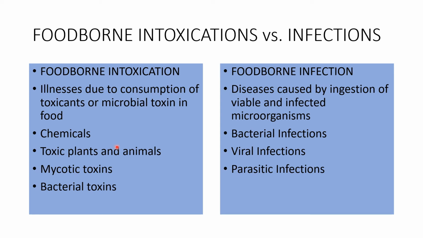So this is just again, food poisoning or foodborne intoxications are illnesses due to consumption of toxicants or microbial toxins in food. So these diseases may be caused by chemicals, toxic plants and animals, mycotoxins produced by molds and others, then you have your bacterial toxins. Then for foodborne infections, of course, as the name implies, these are caused by ingestion, again, of your viable and infective microorganisms or your pathogens. So they may be bacterial, viral, or parasitic infections.